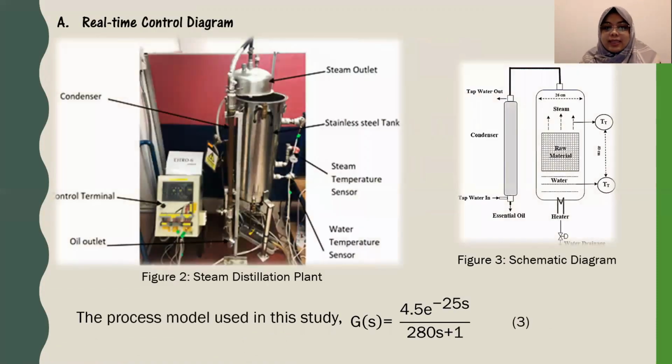So this is the real-time control diagram. You can see in figure 2, that's the steam distillation plant that we have in our laboratory. And figure 3 is the schematic diagram of the steam distillation plant. From this plant, we have the process model given in equation 3, which we obtained from previous research.